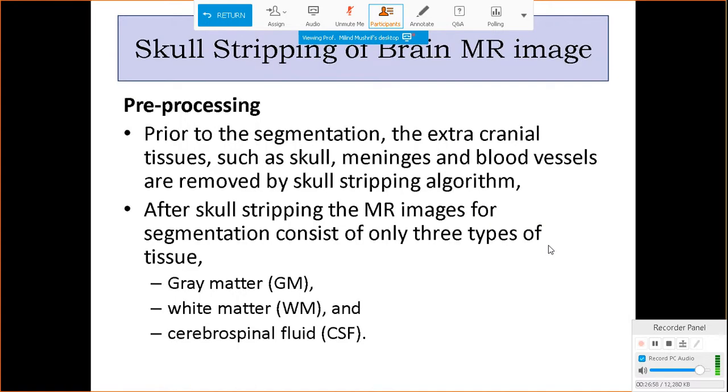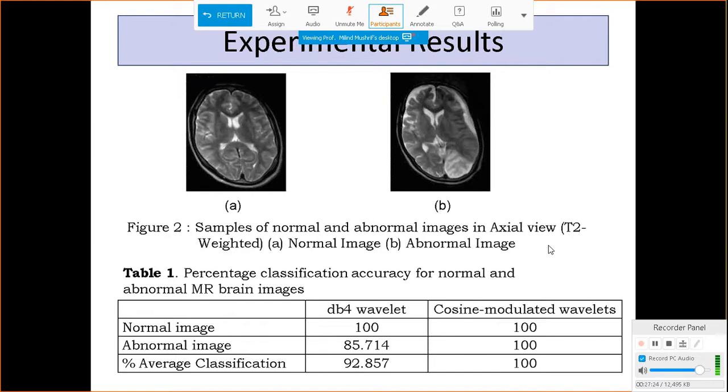Our main focus is on the segmentation of the brain MRI images. So in order to segment these brain MRI images, we need some pre-processing. So one thing is removal of noise and reducing the inhomogeneity effect, and before that we need to remove this skull.